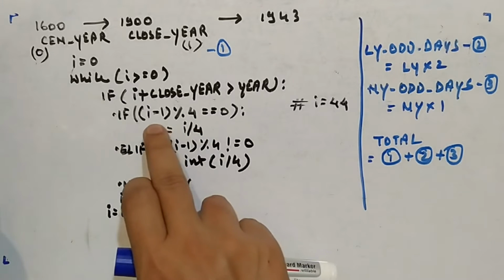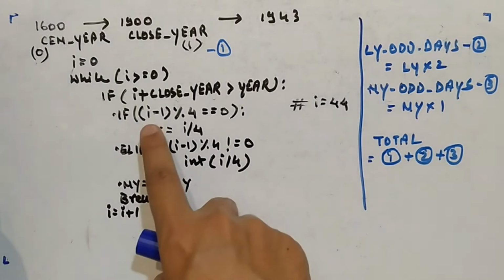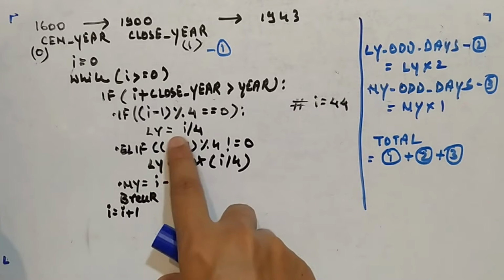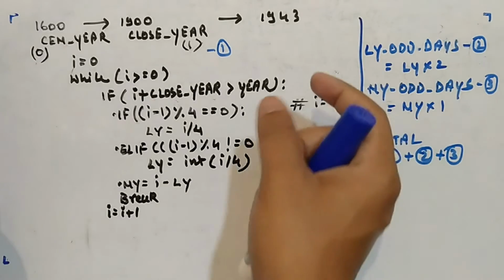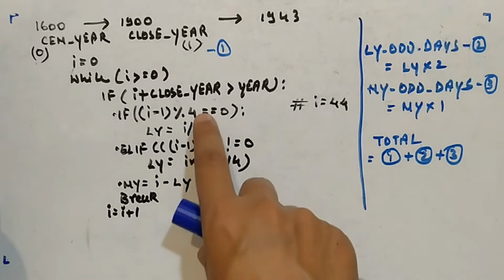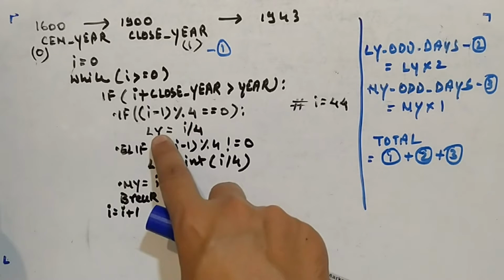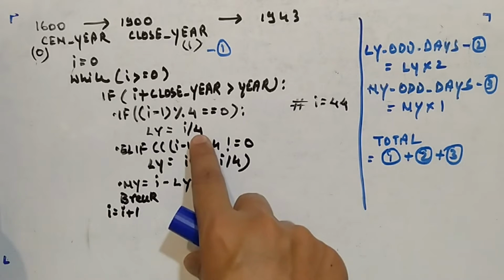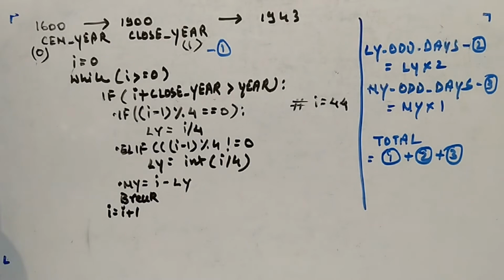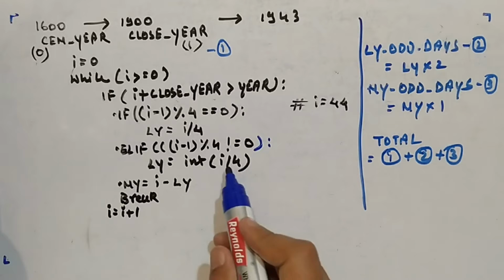Now you want the value of I minus 1, right? 43 you want. So if 43 is divisible by 4, your leap years will be I divided by 4. How many of the 43 years are leap years? That is what I am calculating here. If 43 were divisible by 4, which it is not here, it would have stored I divided by 4 in leap year. Else, if it is not divisible by 4, meaning the remainder is not 0, then leap year will be the integer value of I divided by 4.